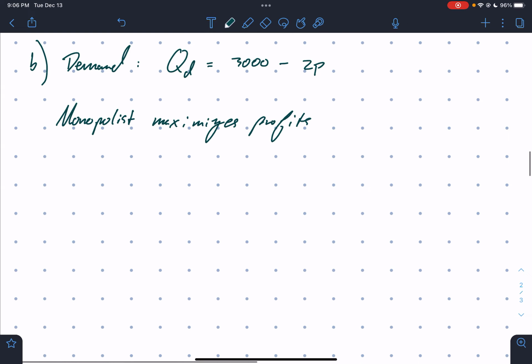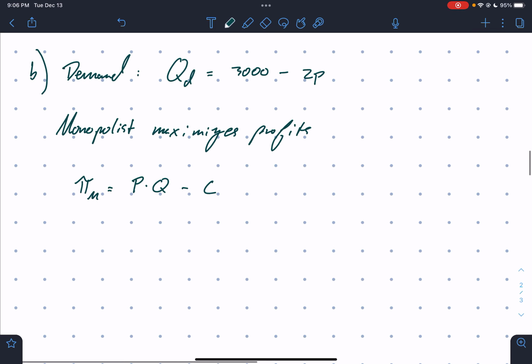So here, the profits of the monopolist is just going to be price times quantity minus cost. So I'm going to write out what these will actually be, but I just want to give you some intuition for what we're going to be looking for here. One thing I'm going to do is I have this demand function where I see quantity as a function of price. But the monopolist is choosing Q, and then they see a price as a result of it.